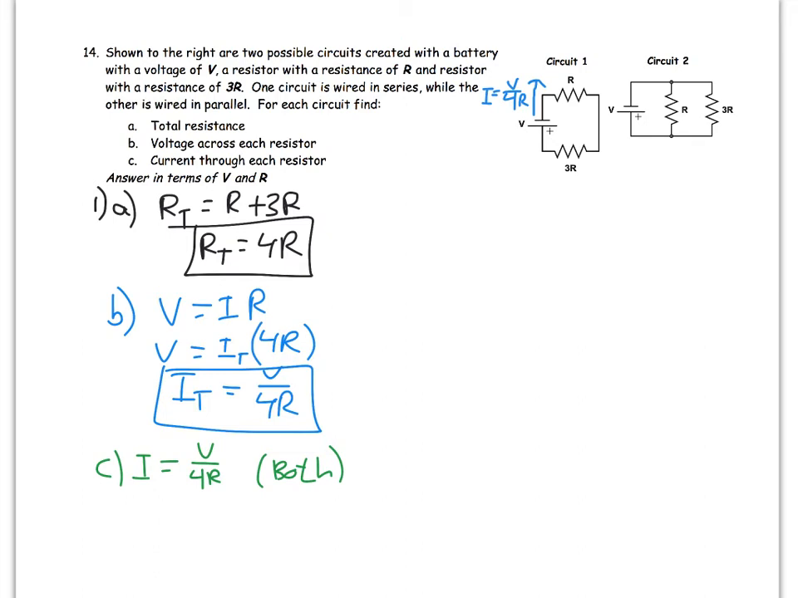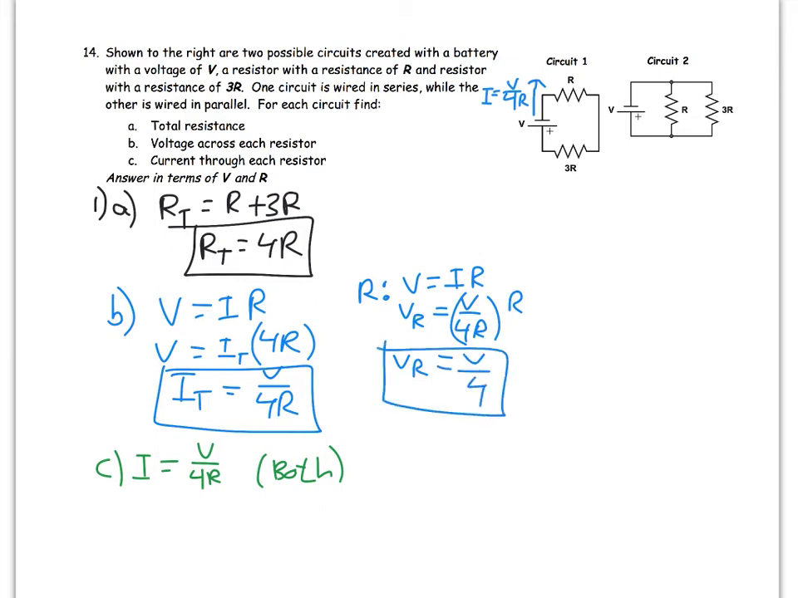In order to get the voltages, I'm then going to use Ohm's law. So for the resistor R, I'm going to say V equals IR. The voltage across resistor R, we'll call it VR, is going to be equal to the current, V over 4R, times that resistance, which is just R. So that means the voltage across resistor R is just V over 4.